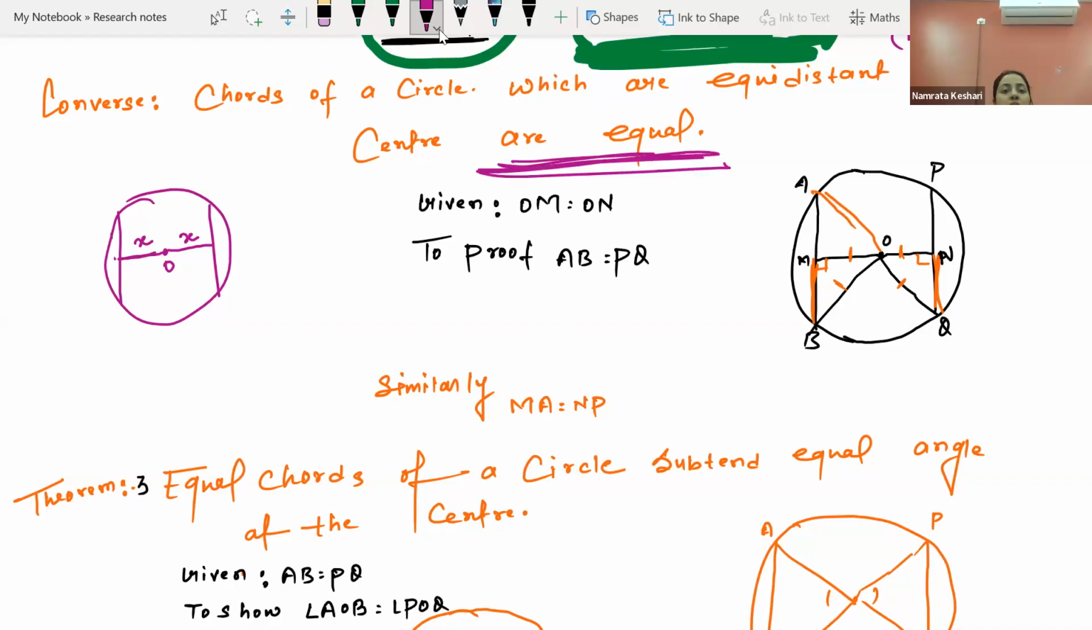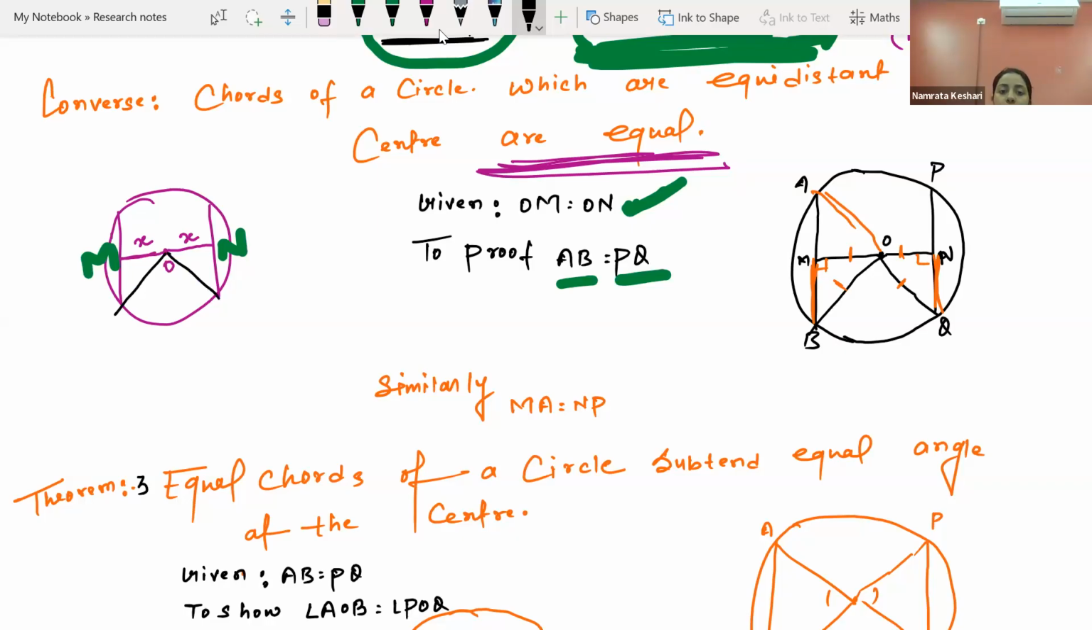Here it is given that OM is equal to ON. That means the distances from O to N and from O to M are equal, and we have to prove that AB is equal to PQ, that the chords are the same in length. So again we'll be taking the same triangle over here. You will be able to prove them congruent.